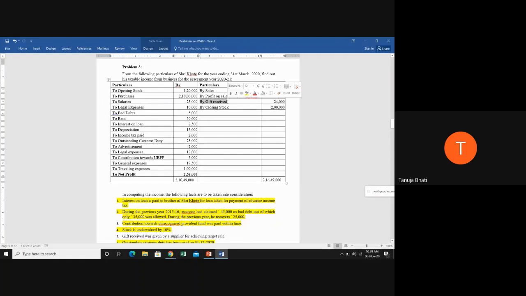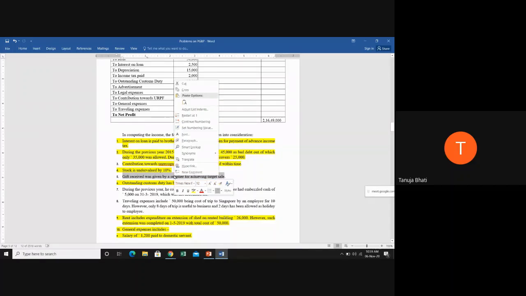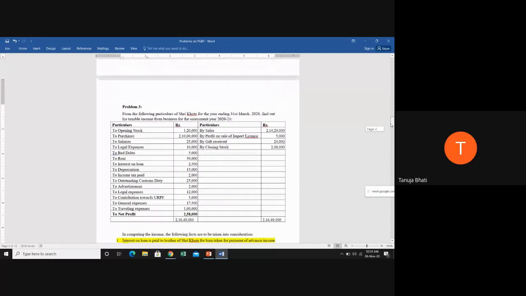By gift received. Now this we need to check, why the gift is being received. So let us see if there is some additional information. Gift received was given by a supplier for achieving target sale. That means the business has achieved the target sale for which the gift is being received. So tell me, students, whether this is a business income or a non-business income. Business income. If it is business income, there is no need to give treatment to it. Next, by closing stock we have already given the treatment. So we have completed the income side also.